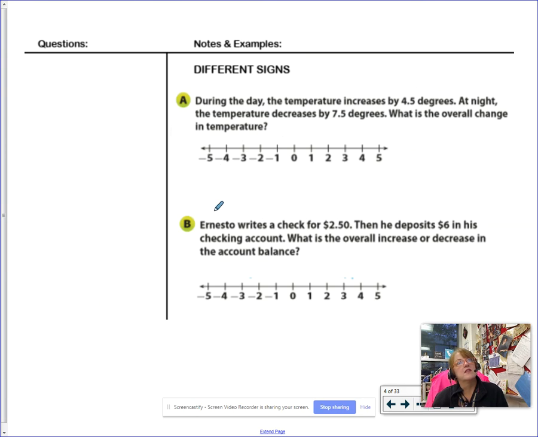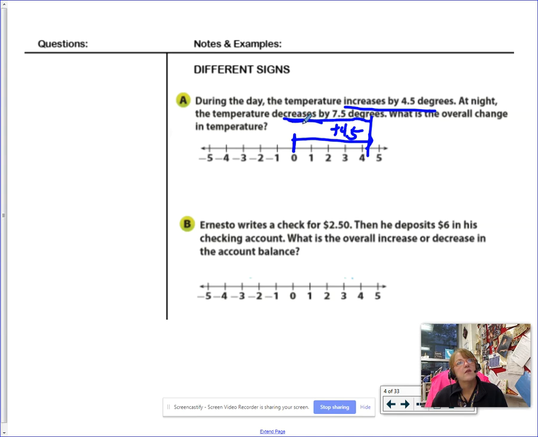Now, different signs. So here's where we're having this tug of war on the number line. Okay? During the day, the temperature increases by 4.5 degrees. So let's just say I'm starting at 0 because I don't know where I started, but I'm going to increase 4 and 5/10 degrees. That's 4.5. And then I'm going to decrease 7.5.